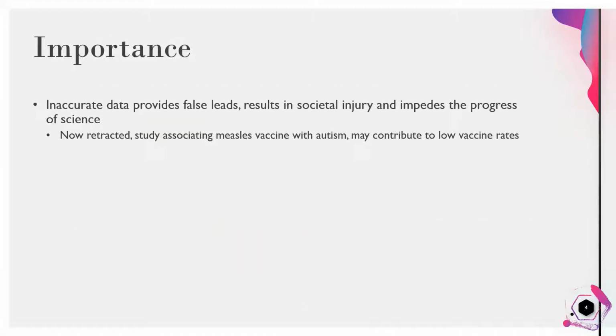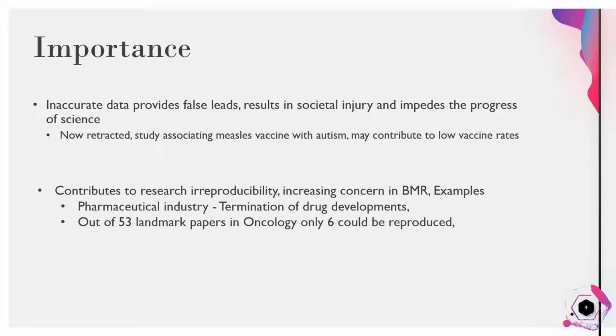So, why is the study important? This inaccurate data results in societal injury. There was a study associating the measles vaccine with autism. This created a lot of resistance among people, which may have contributed to low vaccine rates.